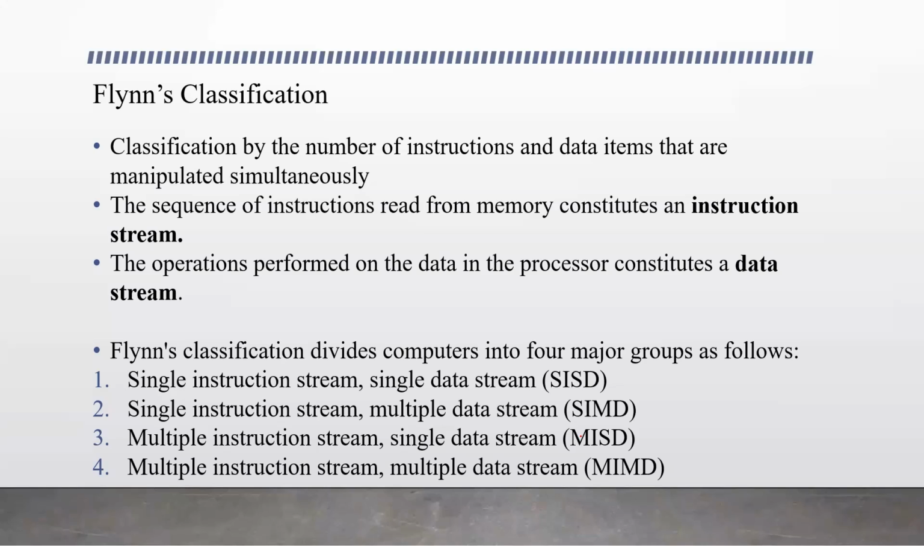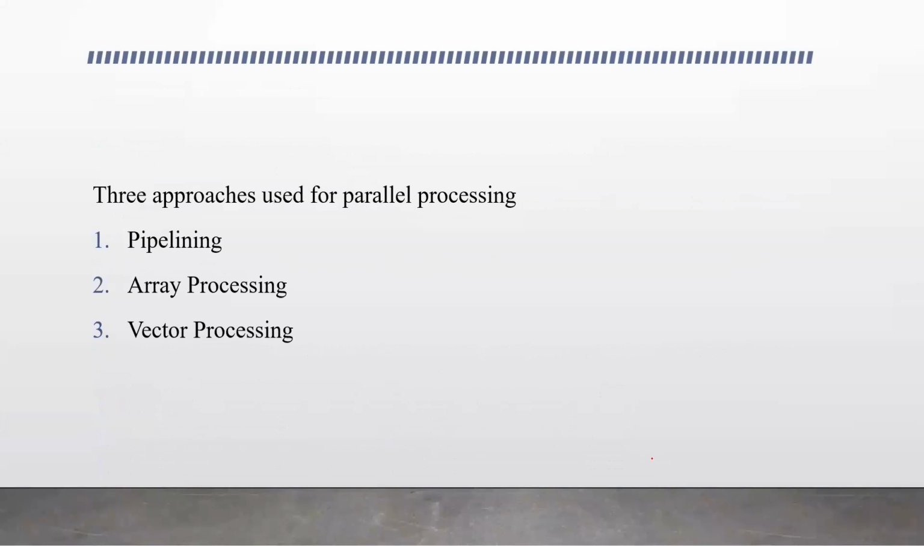Here the data is different. The third one is multiple instruction, single data. Different processors perform different operations, but different data cannot be provided there, so such a system is not feasible practically. The fourth one is multiple instruction, multiple data stream. Here multiple instructions, multiple operations can be performed on multiple data in parallel. Many microprocessors and microcomputers come under this category.